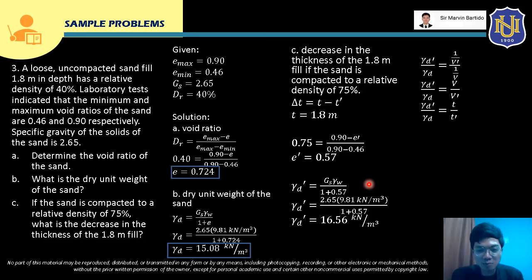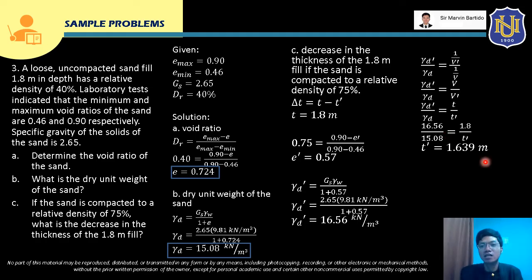Okay, so from here class, substitute lang natin yung values nung gamma dry prime natin, which is 16.56. Ayan, tapos yung gamma dry na initial natin, 15.08. So, class itong 16.56, this is the gamma dry na with the relative density na 75%. And then yung 15.08, ito class yung gamma dry natin, okay, with the corresponding relative density na 40%. Now, yung initial thickness natin, class, ay 1.8, diba? So, this is 1.8. And then, yung T prime yung hinahanap natin. So, solving for T prime, class, this is 1.639 meter.